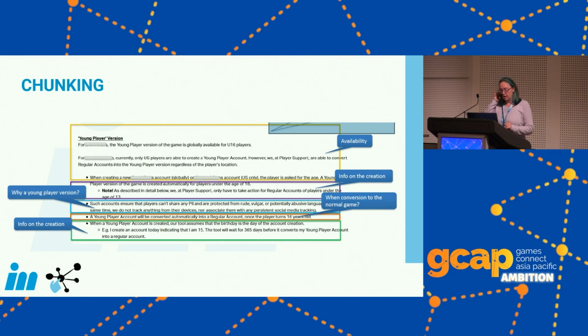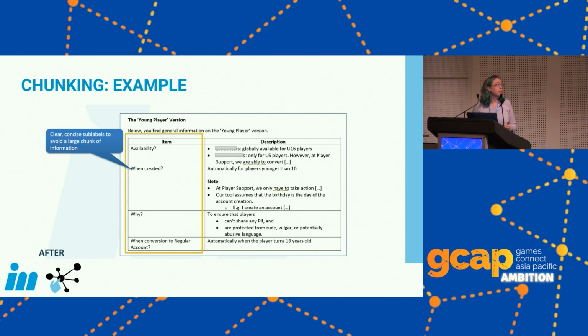So what you want to do with chunking is break those all up, really thinking, what is this about? What's all in this piece of information? And come up with something like this. So where is it available? When is it created? Why is it there? And when is that conversion? So that when I've got someone asking that question, when can I convert, you don't read, you scan, like, okay, here it is. This is what I need to know. So easy to find and also easy to use when you find it.